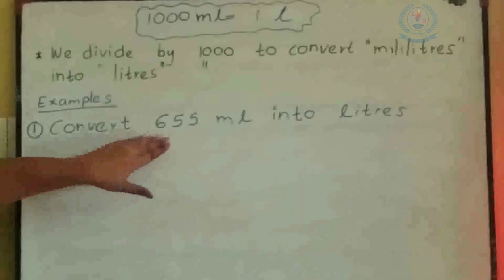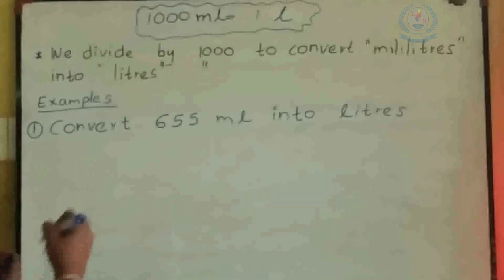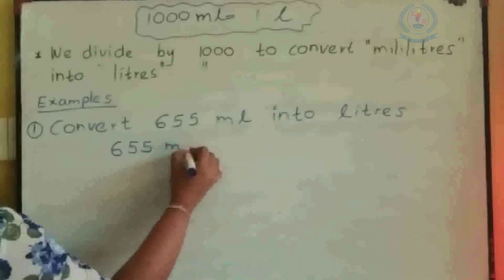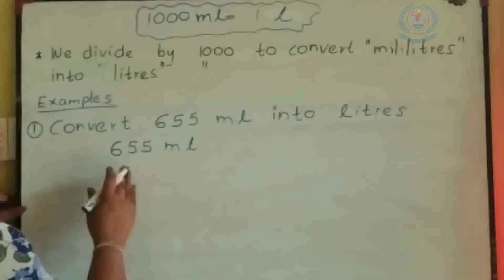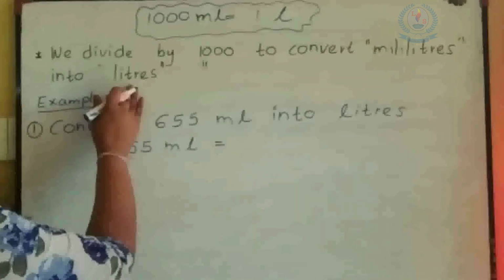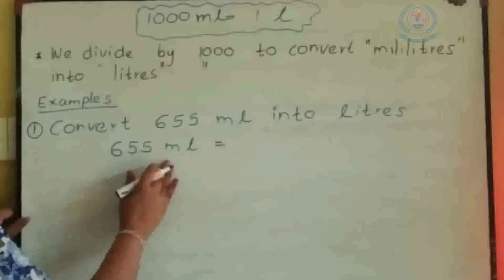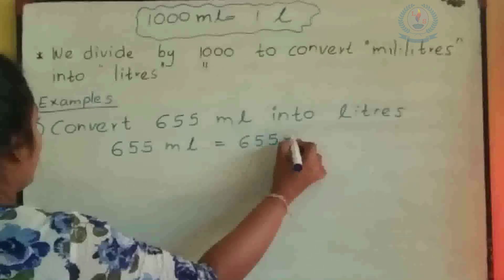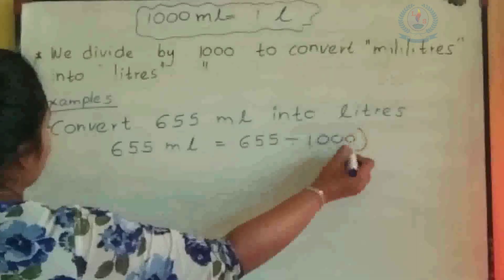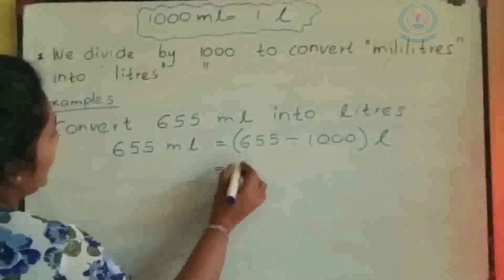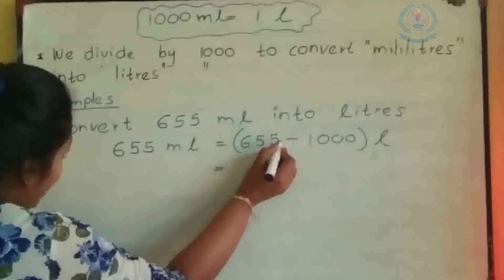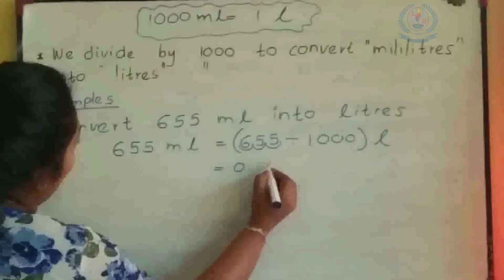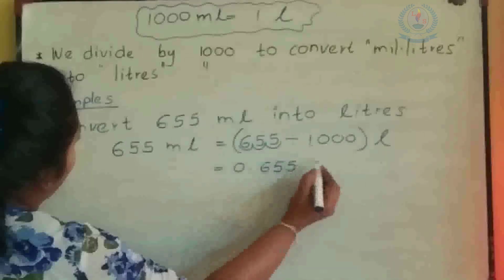First one, convert 655 milliliters into liters. The value is given in milliliters. This is the value, 655 milliliters. Now we have to convert this into liters. This is the concept. To convert milliliters to liters, we have to divide the value. That means here 655 should be divided by 1000. When we are dividing this value, now the decimal place is in here, then it comes to here. 1, 2, 3. Then the answer is 0.655 liters.